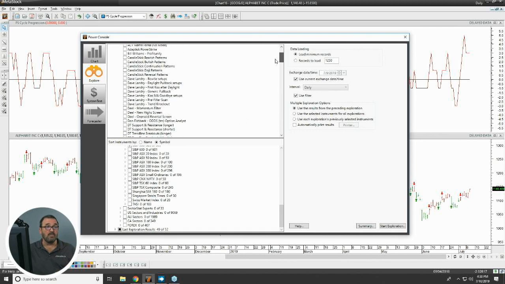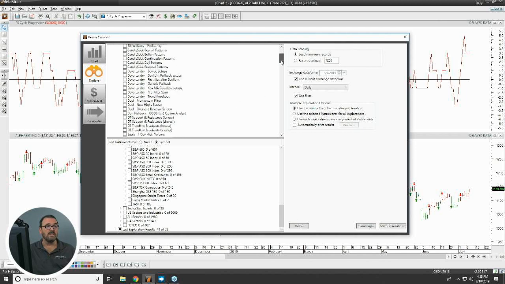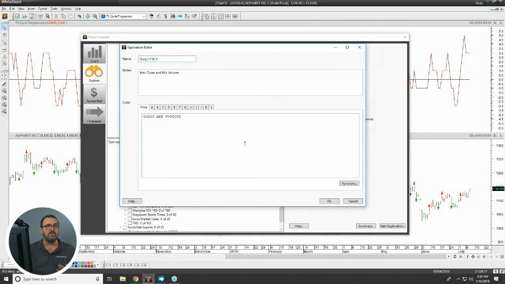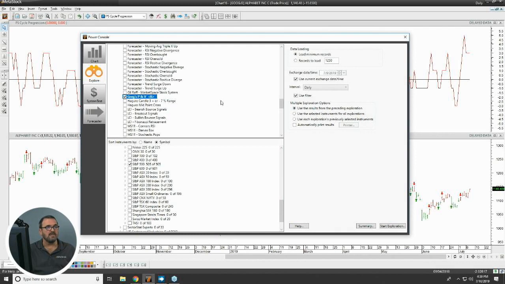The way our Explorer works is, we have a list of all the systems available to explore. In this case, there are a couple things I'm going to explore. One, the thing we just talked about, which is down here, cycle progression signal. And I'm going to test it against the S&P 500 just for kicks. Also, you can set your own filters. At a very simple level, I've set an additional filter because maybe I don't want to trade stocks that are over $200. So I've said only look for things that are under $200 at the close, that's what that C means, and whose volume is in excess of 50,000. That is there, as well as looking for the PS cycle progression.